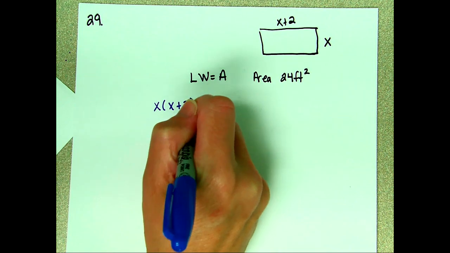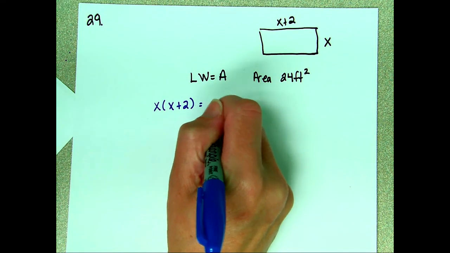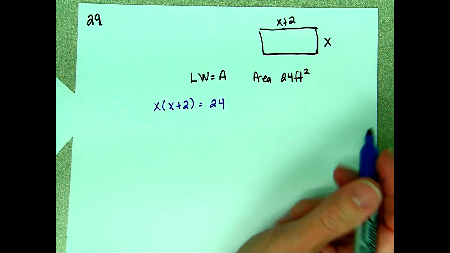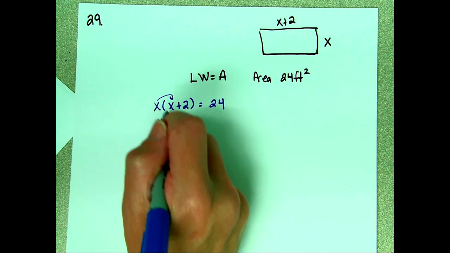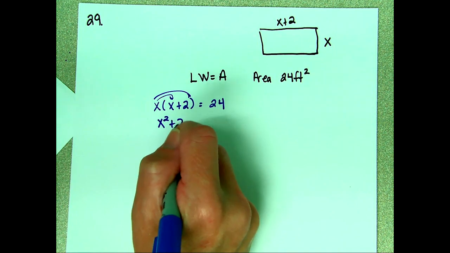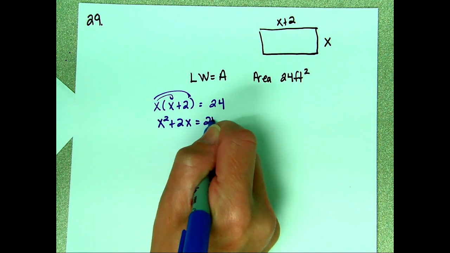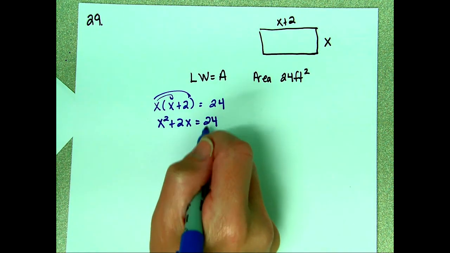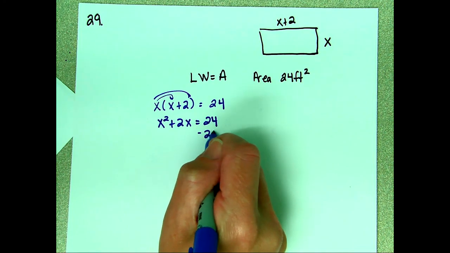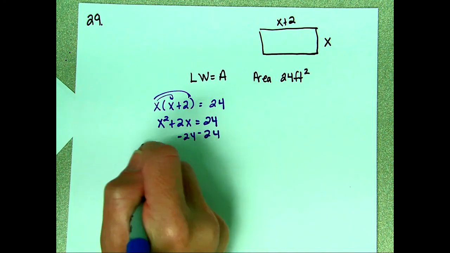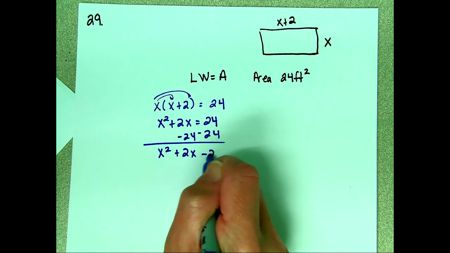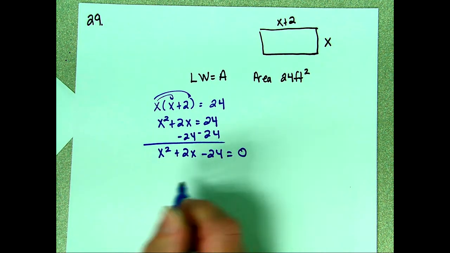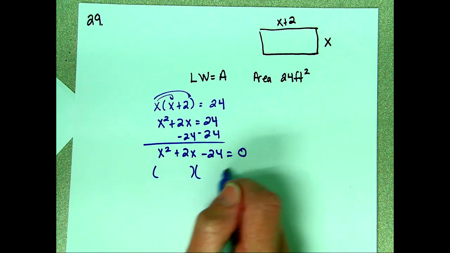To solve the problem, x times x is x squared, x times 2 is 2x, equals 24. Subtract 24 on both sides. We have x squared plus 2x minus 24 equals 0. Solve by factoring. x plus 6, x minus 4 equals 0.